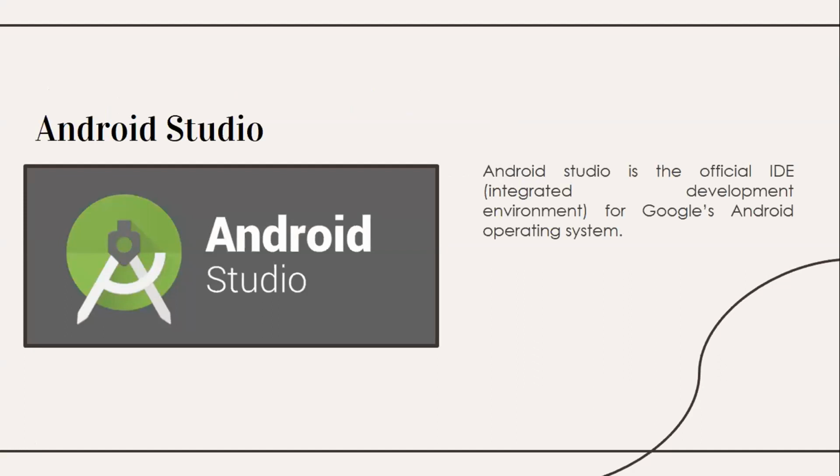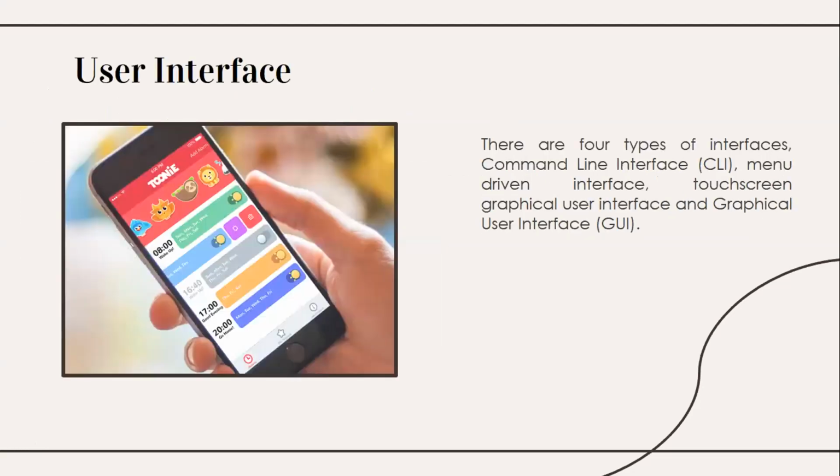Android Studio is the integrated development environment, or IDE, for Google's Android operating system. An interface is one of the services provided by the operating system as a means of interaction between the user and the operating system. There are four prevalent types of user interface: CLI or command line interface, menu-driven interface, touchscreen interface, and GUI, graphical user interface.